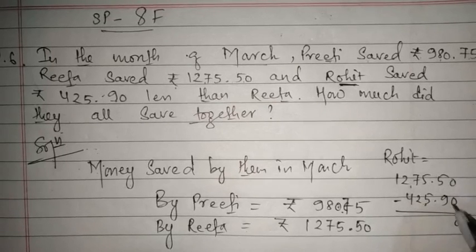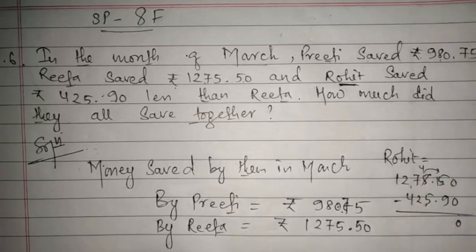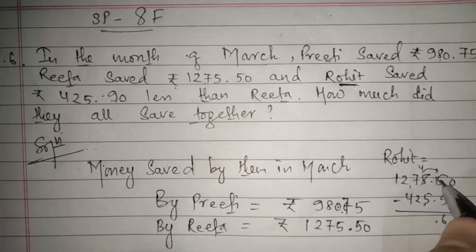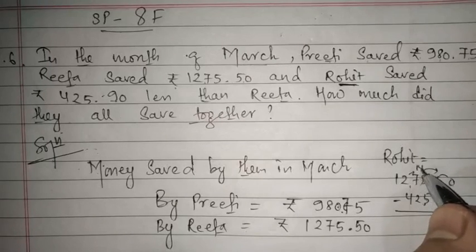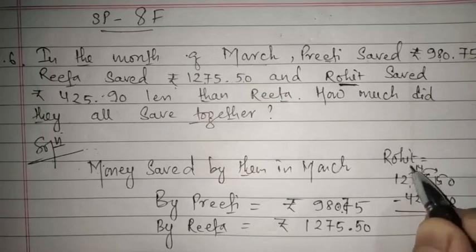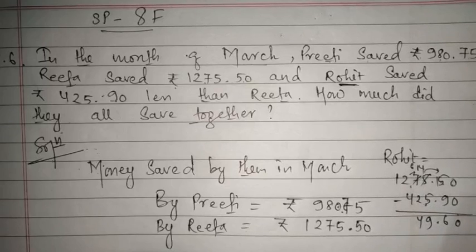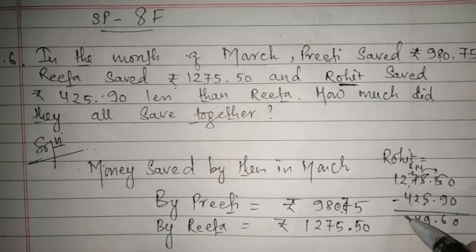Now let us do the subtraction. 0 minus 0, then 5 minus 9 is not possible, so 1 is borrowed, 15 minus 9 is 6. 4 minus 5 is not possible, so again 1 is borrowed from 7, so 14 minus 5 is 9. Here 6, 6 minus 2 is 4. And 2 minus 4 is not possible, so 12 minus 4 is 8.